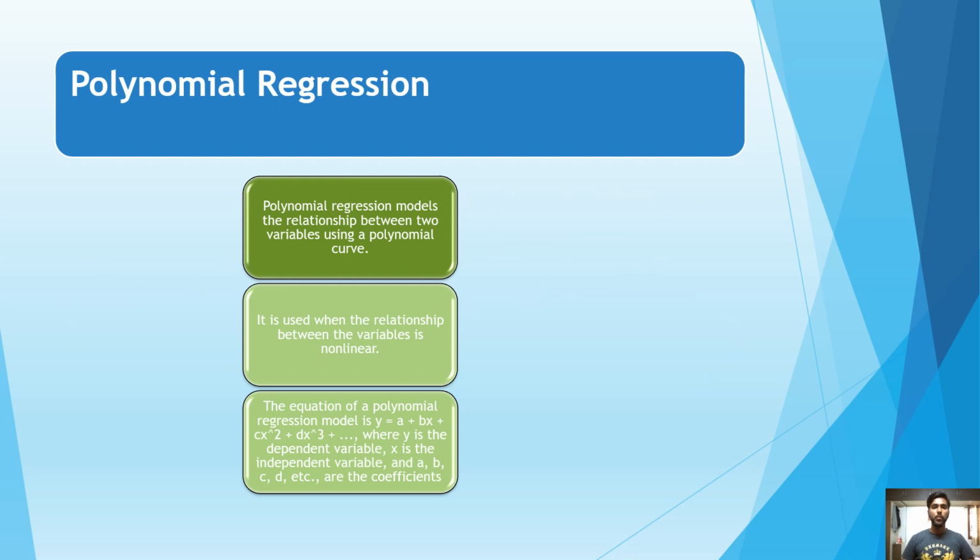Next we'll see polynomial regression. Polynomial regression models the relationship between two variables using a polynomial curve. It is used when the relationship between the variables is nonlinear. The equation of the polynomial regression model is y equals a plus bx plus cx square plus dx cube, where y is the dependent variable and x is the independent variable, and a, b, c, d are the coefficients.